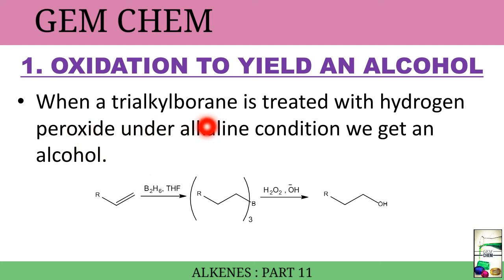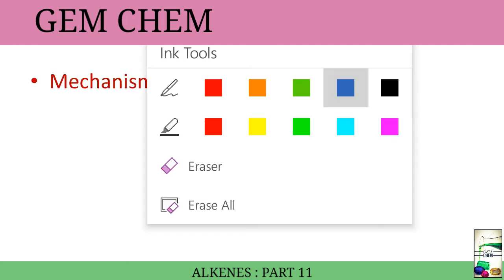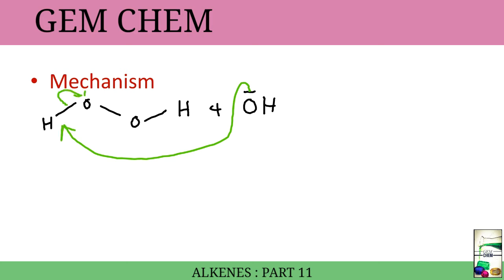When a trialkyl boron is treated with hydrogen peroxide, which is an oxidizing agent, under alkaline condition we get an alcohol. We know the first step, and this step is new. So what is the mechanism? First, in alkaline condition, hydrogen peroxide breaks up, because OH minus abstracts a proton, ultimately giving O minus OH plus an H2O molecule.